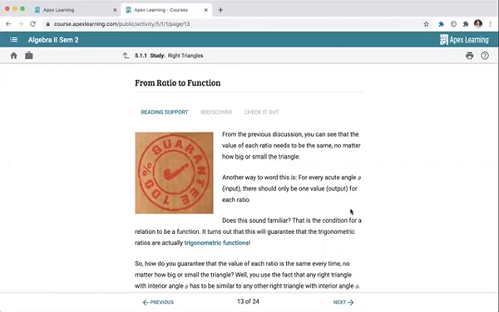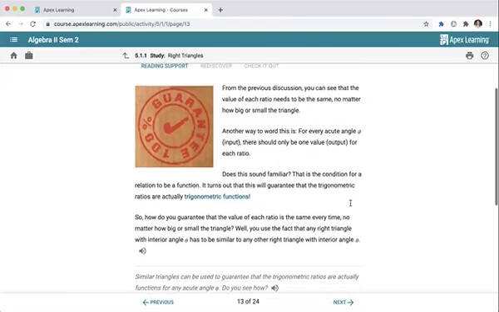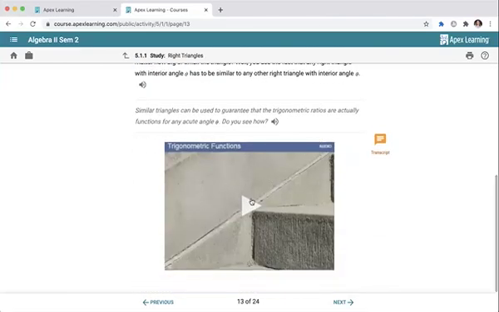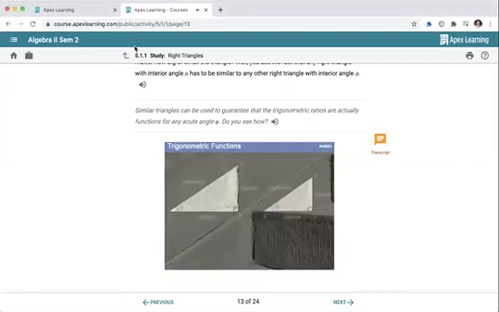Okay, and then we go from understanding our ratio to our trigonometric functions, so turning them actually into functions here. Consider two similar right triangles. Clearly, triangle ABC has larger side lengths than the corresponding sides of triangle DEF. What happened? Well, notice he said similar triangles. Similar triangles have lengths that are proportional to each other, but they have the same angles.